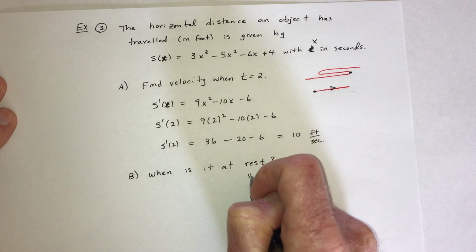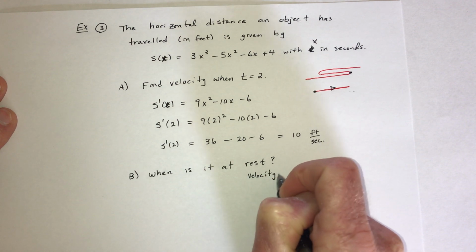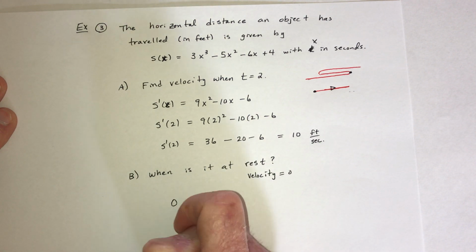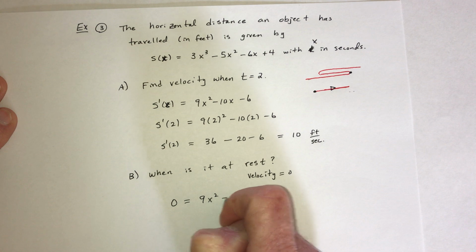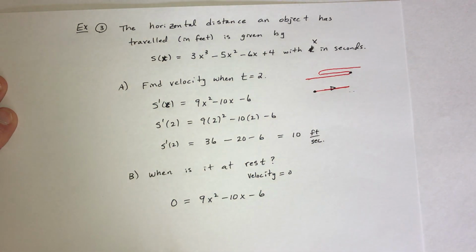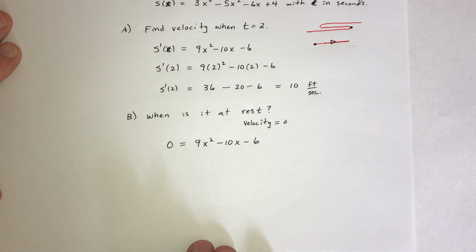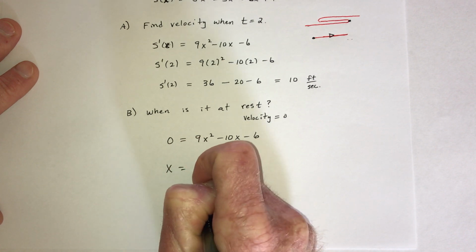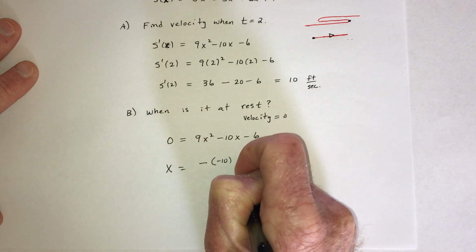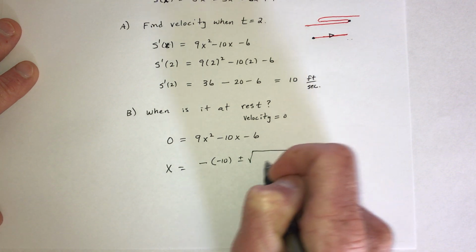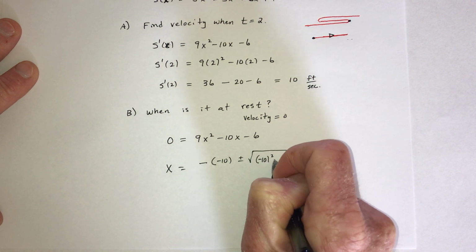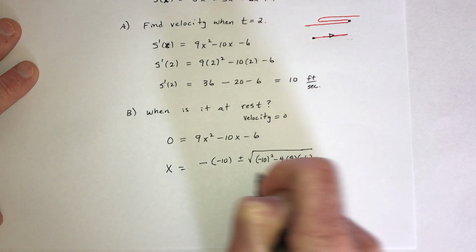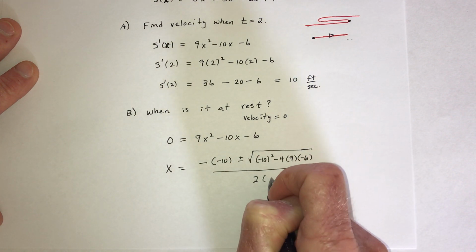So this also means that the velocity is equal to 0. So we already have the velocity function right here, then set it equal to 0. And we now need to solve for x. That's a good time to pull out the old quadratic formula. So it's going to go x equals negative b plus or minus the square root of b squared minus 4 times a times c, and it's all divided by 2 times a.